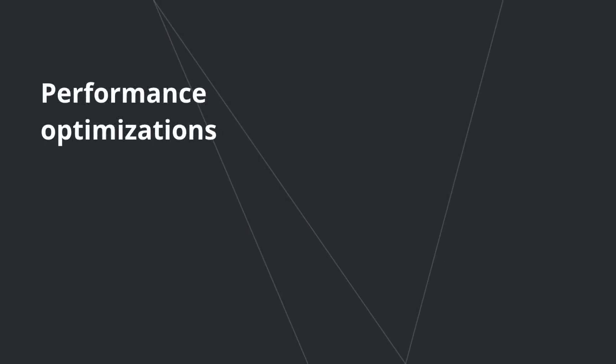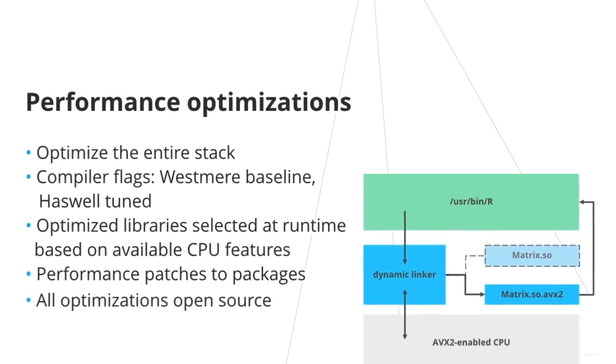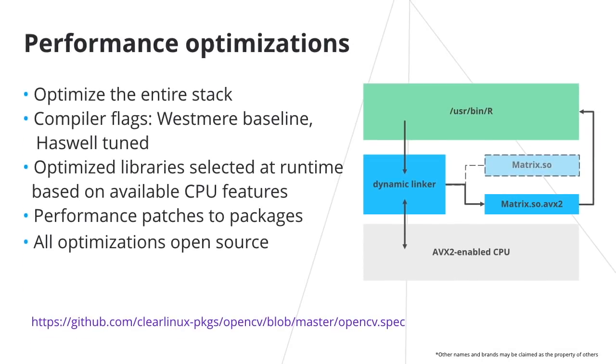Performance optimizations for IA are an important part of what makes Clear Linux unique. Next, I'll talk about how these performance optimizations are achieved in Clear Linux. The Clear Linux team has worked to optimize the entire dependency stack of critical software that we ship. We do this in several ways. Across all software, we compile with a Westmere baseline and tune to a Haswell architecture.